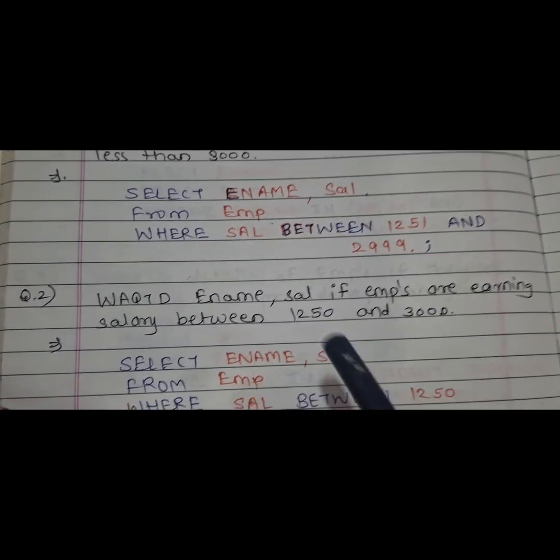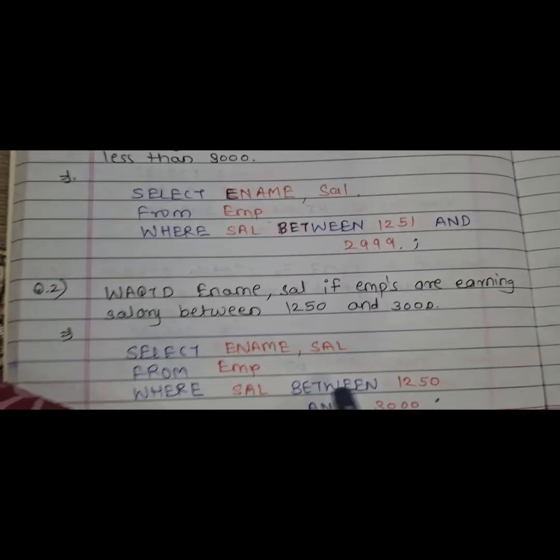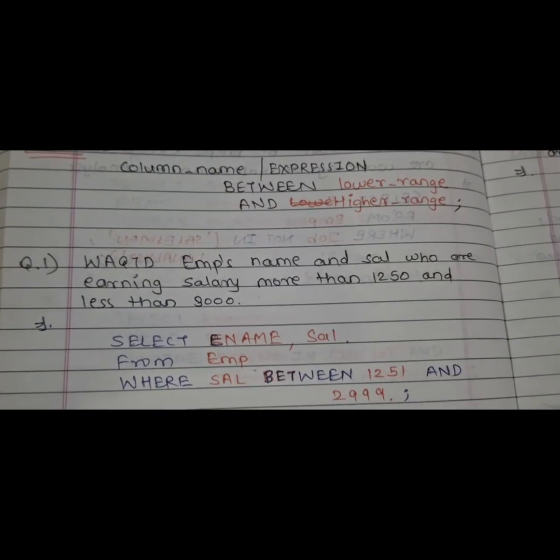Here what have they mentioned? Salary between 1250 and 3,000. So we will write 1250 and 3,000. But here they have mentioned more than and less than. This is an example of between operator.